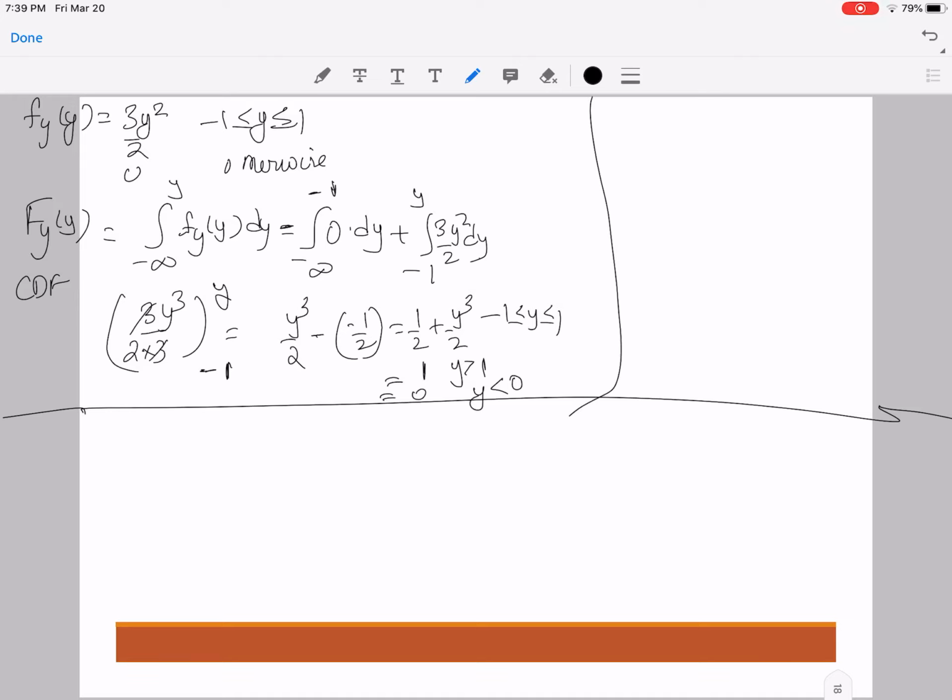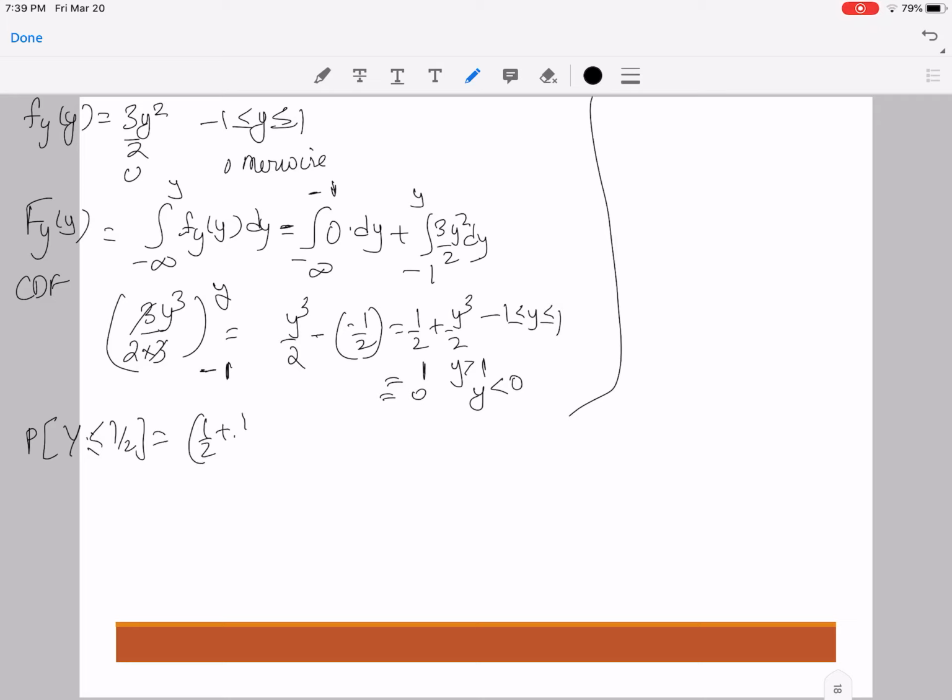Okay, so that's the CDF. Now, to get the probability that y is less than or equal to 1/2, what I can do is just substitute 1/2 in the CDF. So I'll just substitute y equal to 1/2 here. So I get 1/2 plus 1/16. So that gives me 9/16 as the probability.